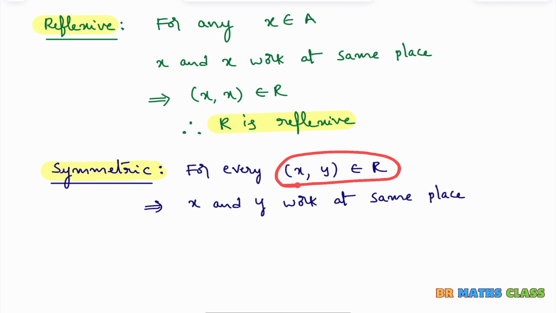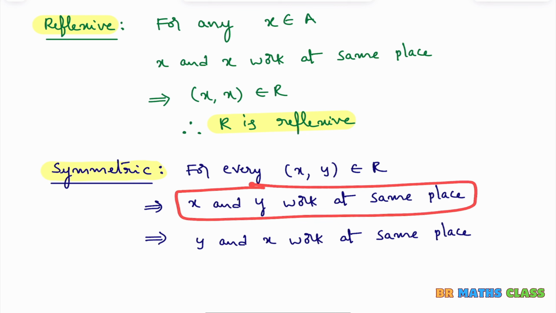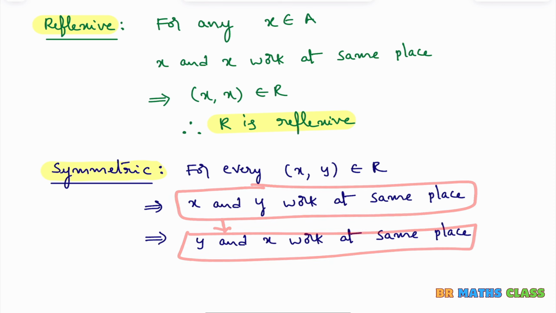As we take x comma y in the relation R, you need to check whether y comma x is there in the relation or not. y comma x belongs to this relation if y and x work at the same place. If x and y work at the same place, from that can I say that y and x also work at the same place?